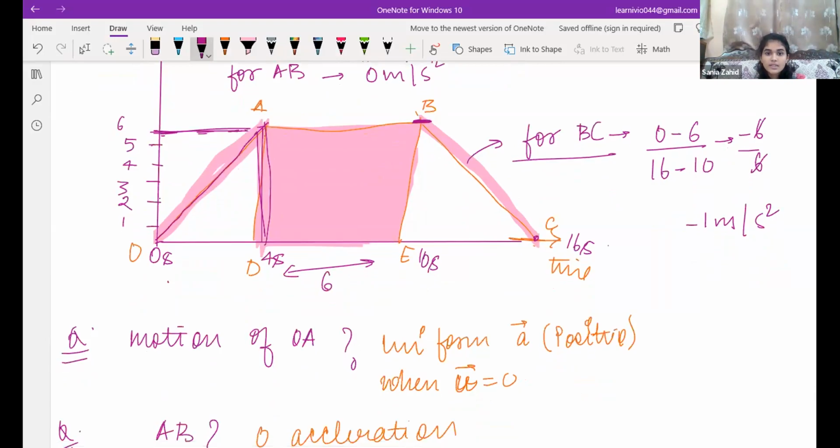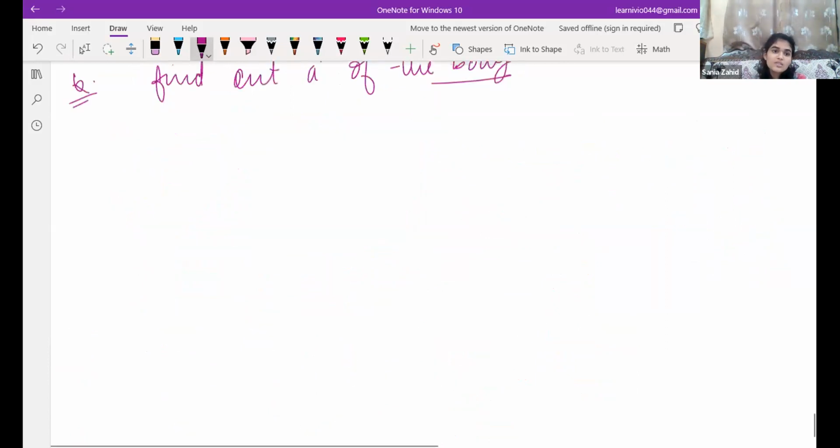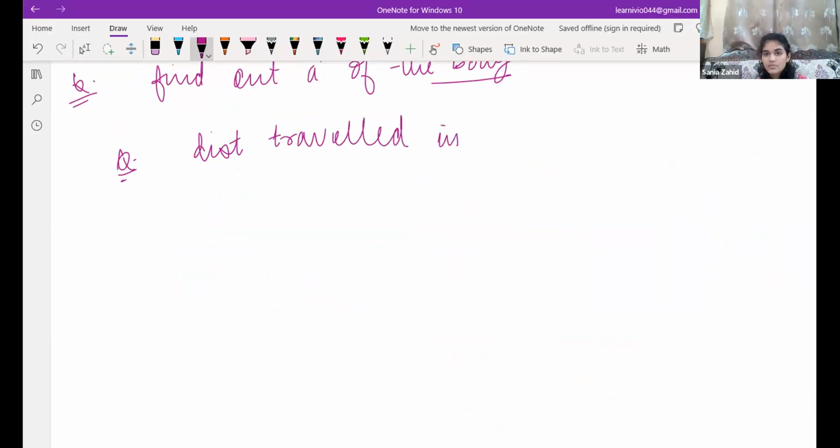6 seconds. And what is this y-axis? 6 only. So 6 into 6 is 36. So the distance traveled in BC is x-axis into y-axis, 6 into 6, 36 meters.